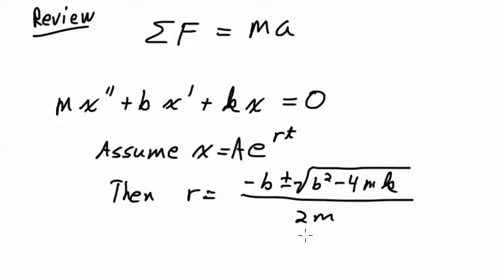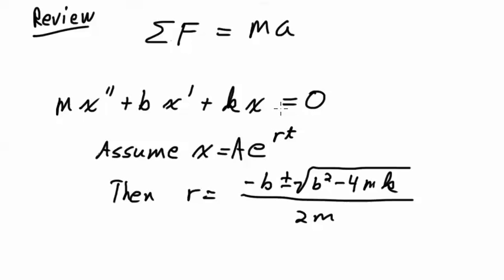To review, we've been looking at basically Newton's second law here, that the sum of the forces acting on an object is equal to its mass times its acceleration. And the forces involved were the frictional force based on the velocity, dx/dt is the velocity, so bx prime, and the spring force on the object, which is just going to be k times the displacement, and this forms a differential equation.